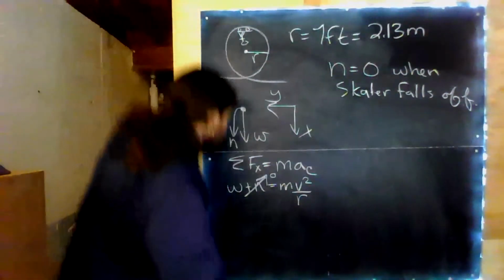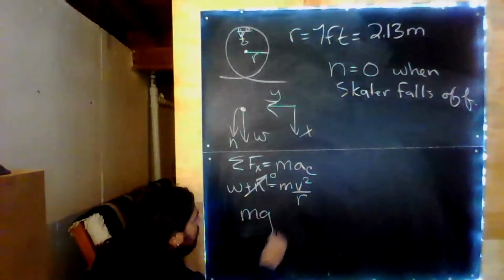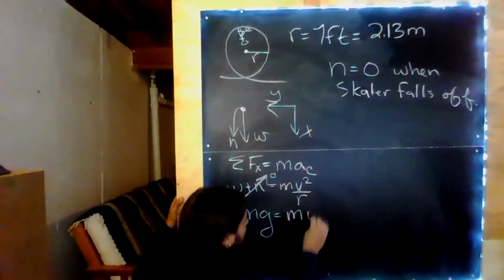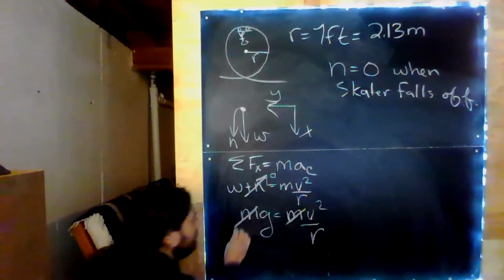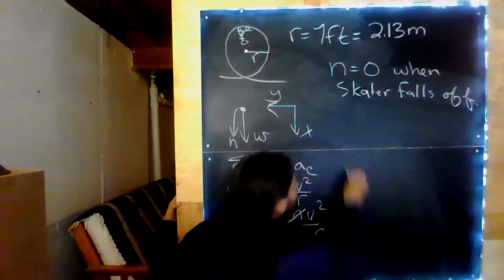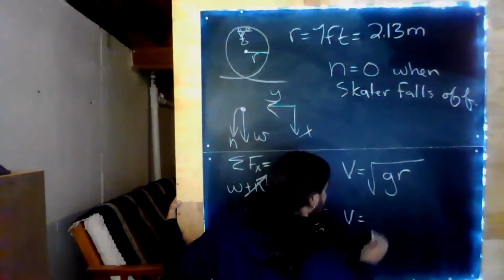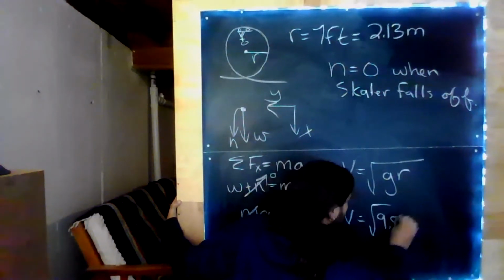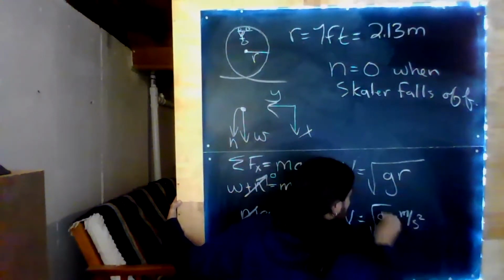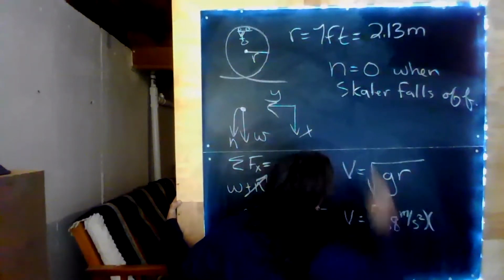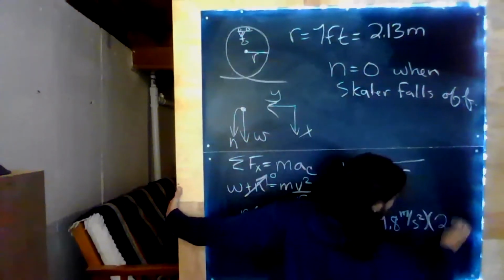And notice what that does. Weight is, of course, mg. That equals mv squared over r. My masses cancel. Oh, goody. And we have v equals the square root of g times r. 9.8 times 2.13.